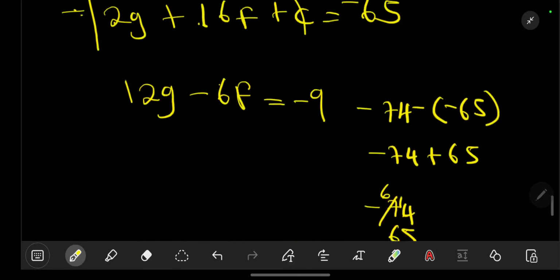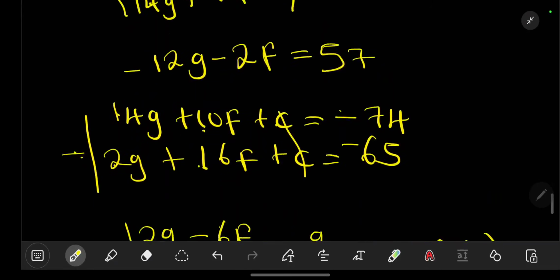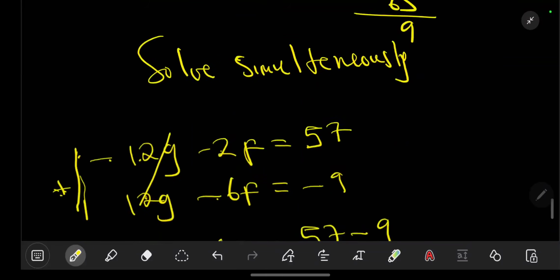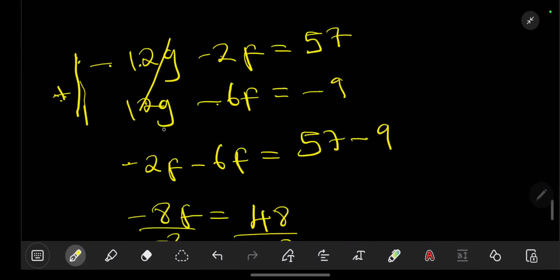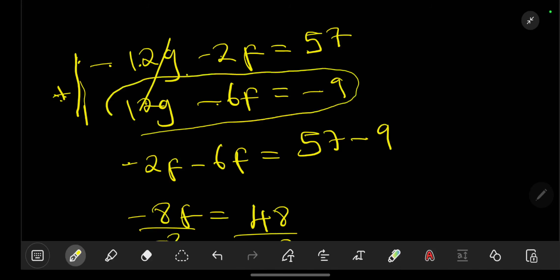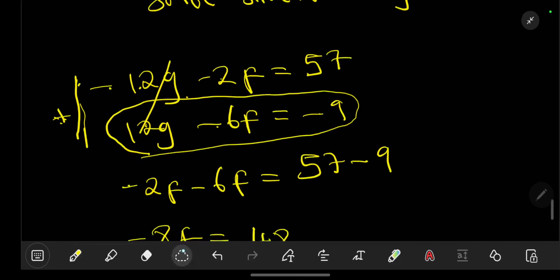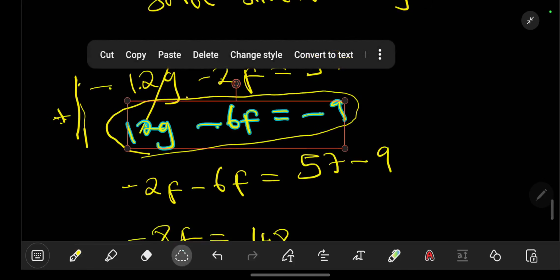From there, just get any of the two simultaneous equations, a simpler one for that matter, between the two. You can get this or you can get this, whichever. Let's get this one. It will still produce the same answer. So let's get it.